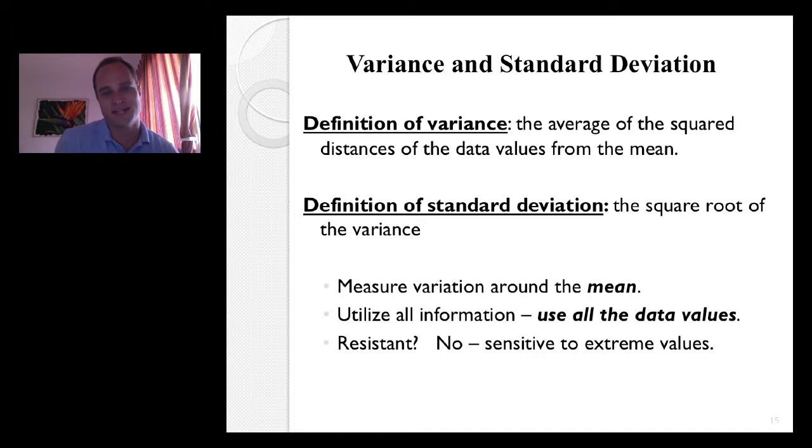And so that's awkward. So to get it back into the units of the problem, we take the square root, and we're in the standard deviation realm. So the standard deviation is kind of the workable form of the variance, but they give you the same information. If you have one, you have the other. That's it.